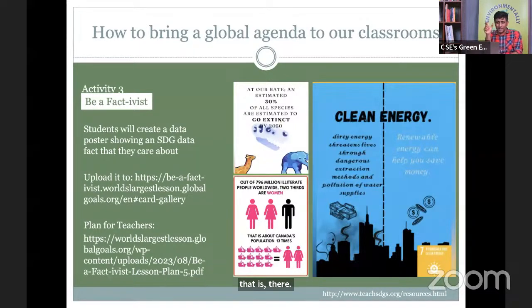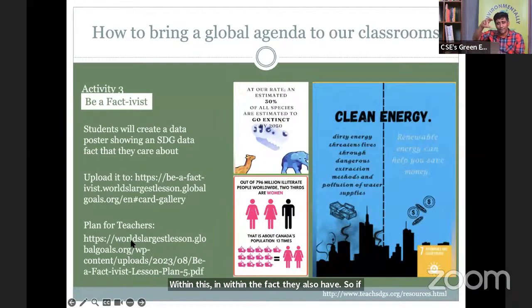Within the Factivist, they also have a Plan for Teachers, which is a Google link. There's a link that is there. They have given small activities that you can do. So you can also go through it and find different ways of going about it, and you can tweak it according to what works best for the kind of student that you're dealing with.